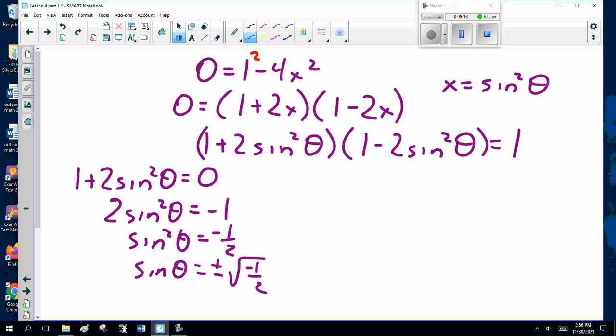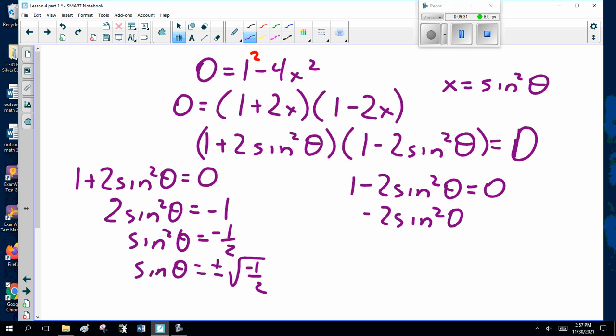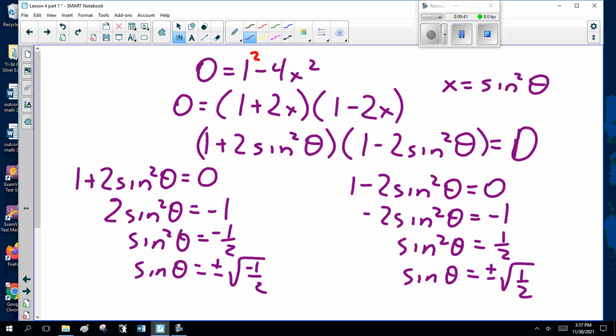Or 1 minus 2 sine squared of theta. Sorry, that equals 0, not 1. God help me. Forgive me, ladies and gentlemen, I'm getting old. So, minus 2 sine squared theta equals minus 1. Sine squared of theta is 1/2. Sine of theta is plus or minus the square root of 1/2. All that work to simplify this mess. Way too much work.